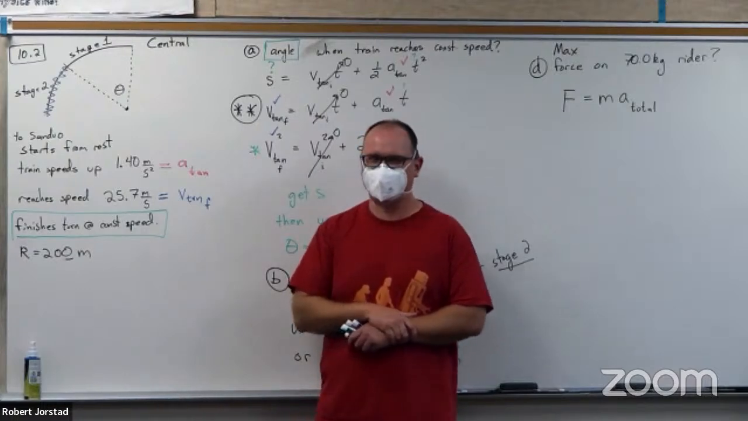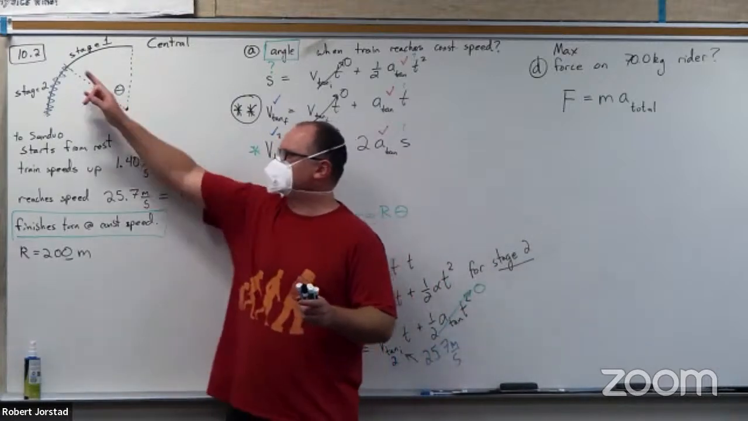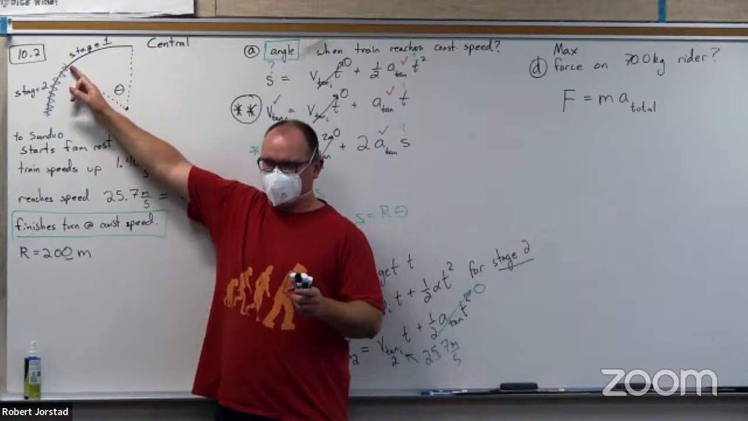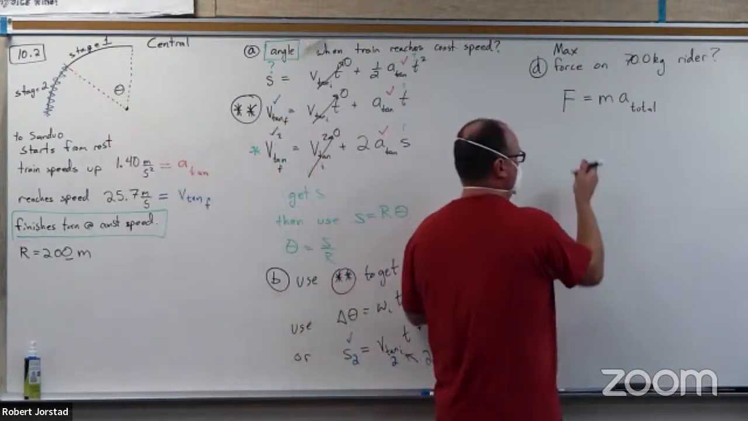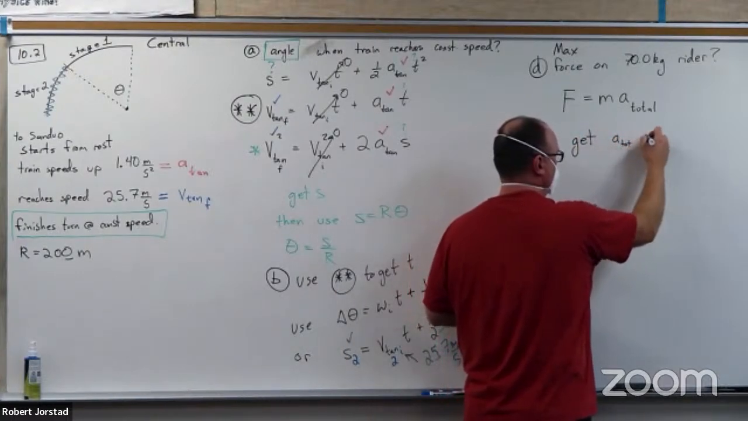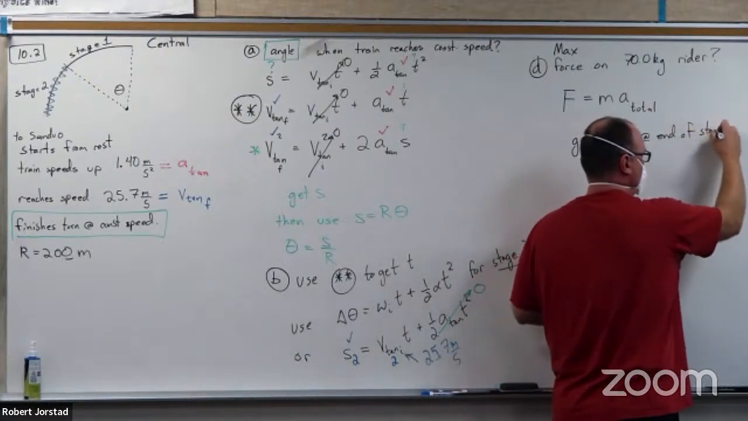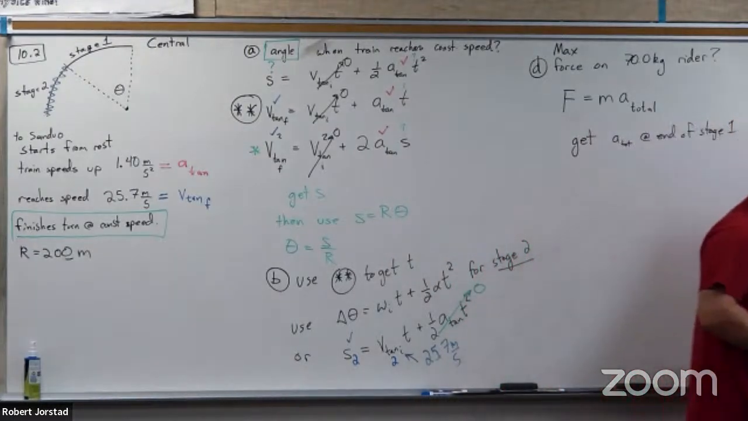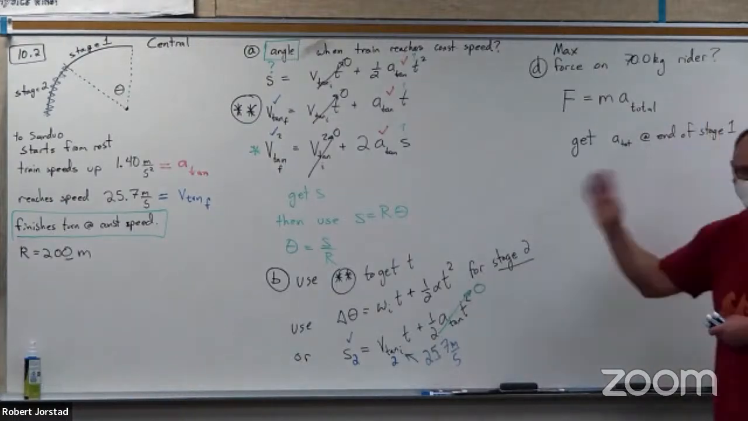You guys are tired. We need that break, don't we? Around stage 1. Right at the end of stage 1. A tan is still there and AC is as big as possible. So what you do here, let's get out of this problem. Let's get to break. Okay. You could get A total at the end of stage 1. Okay. Plug it in, piece of cake.